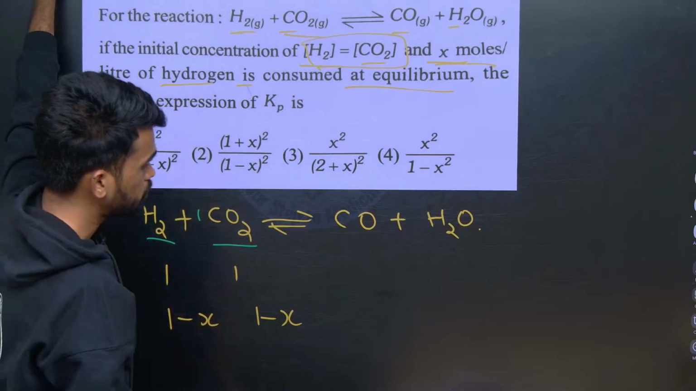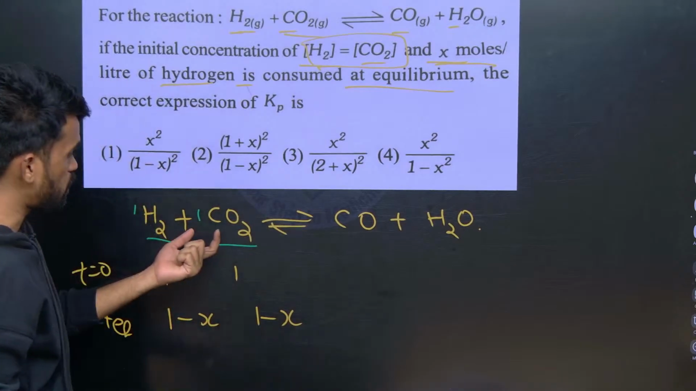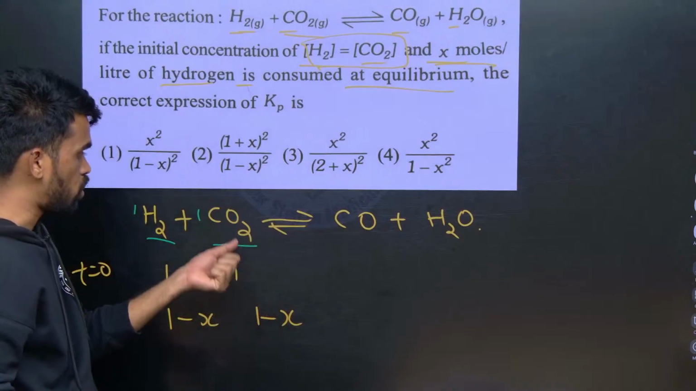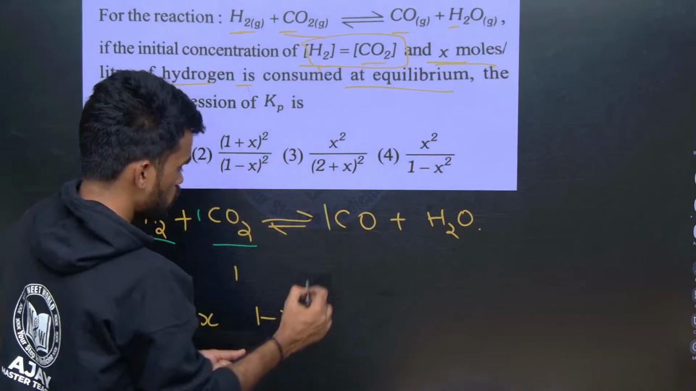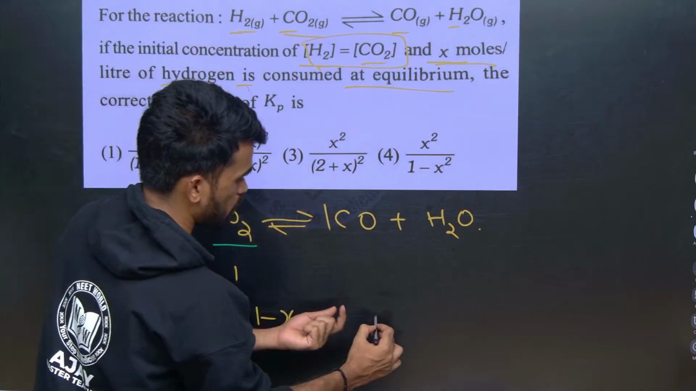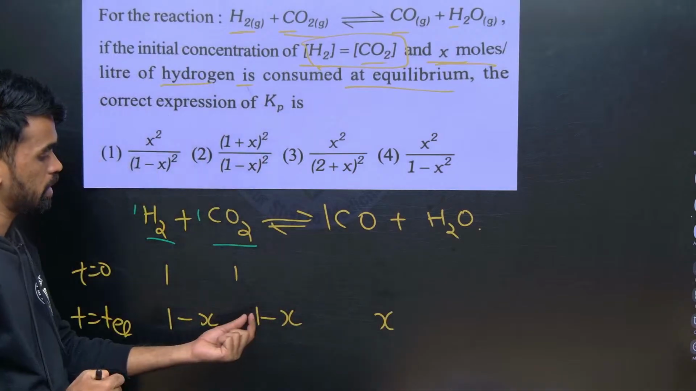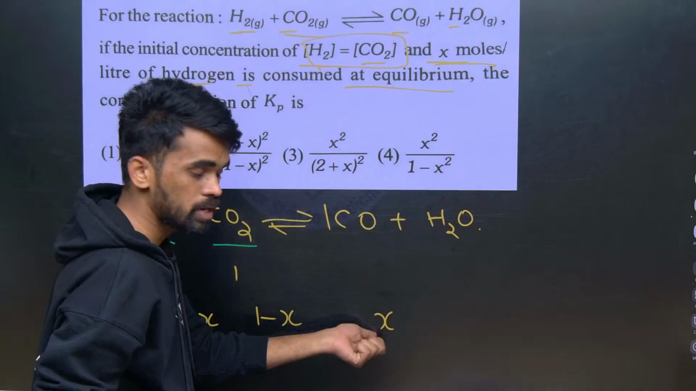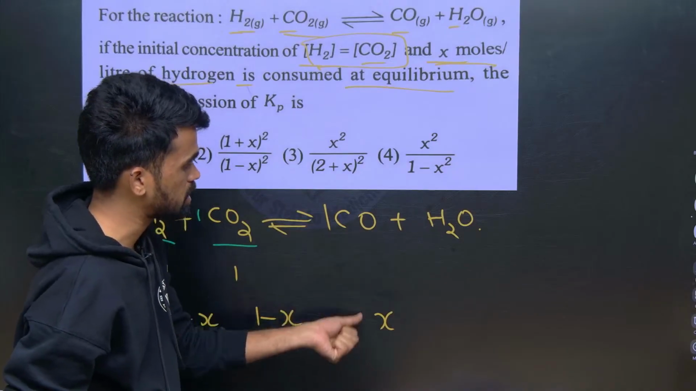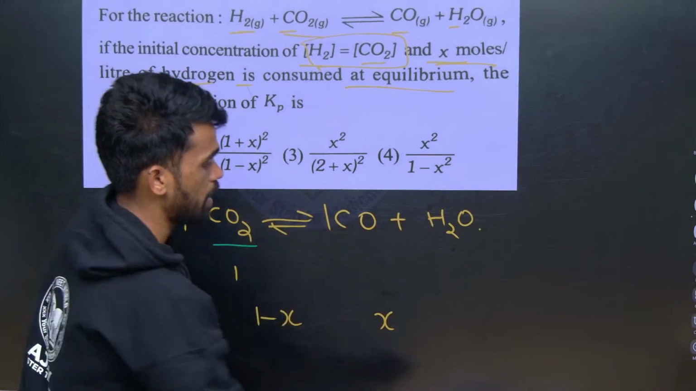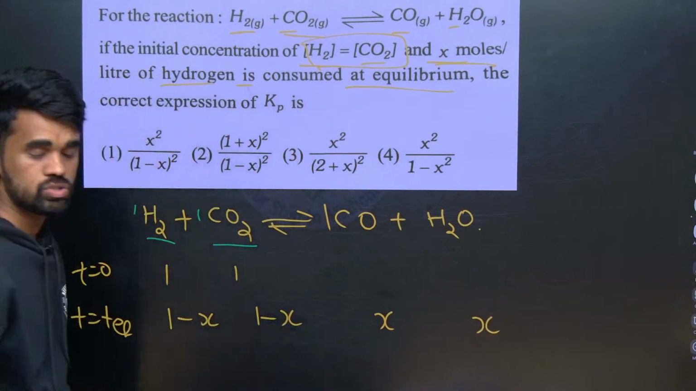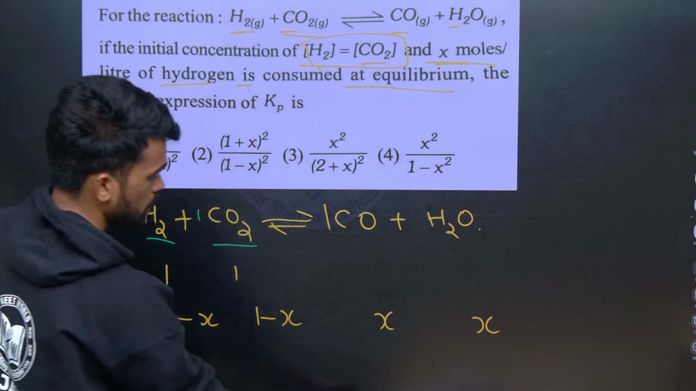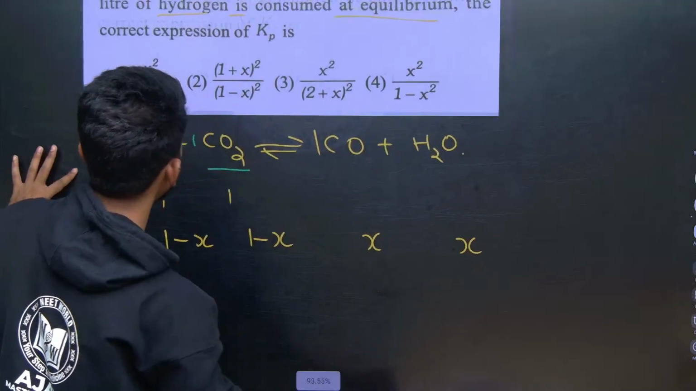Now see, from this part only CO is forming. So 1 mole gives 1 mole. Here 1 minus x means that the same amount x is formed here. Because this x amount is consumed from here, it will be formed in this manner, like x amount of CO and x amount of H2O. So this is how you should write. Up to here it is clear, I hope.